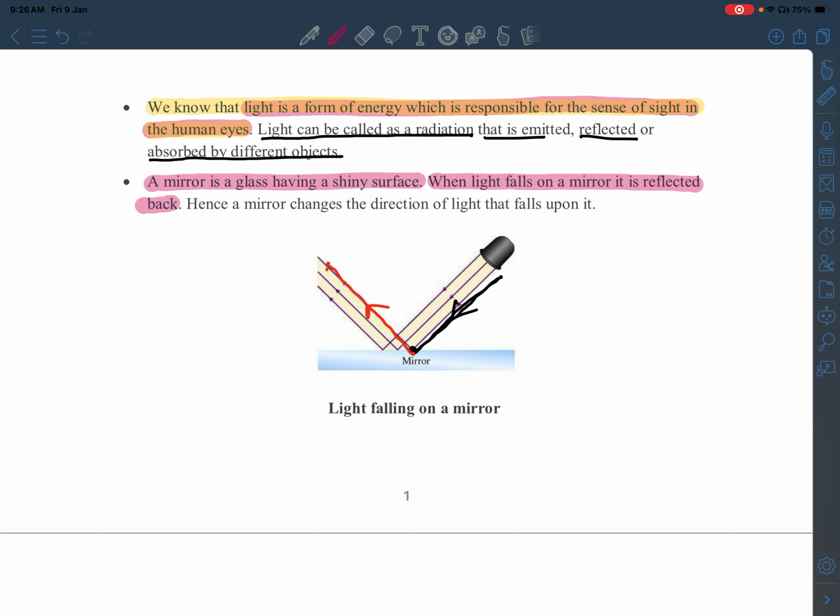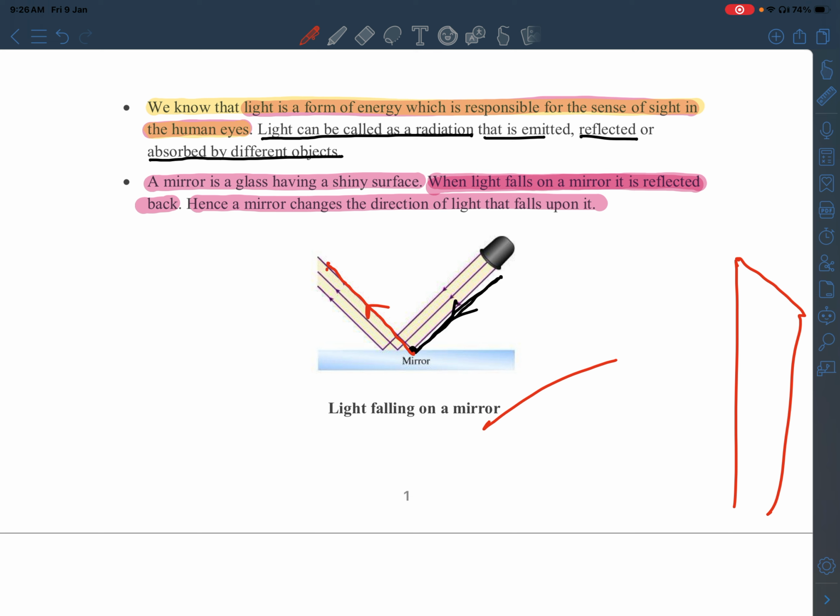So once again, when light falls on a mirror, it is reflected back. It means the mirror changes the direction of light that falls on it. Here you can see through the activity, we can also perform this activity at home. Suppose there is a mirror in our home and we have a torch. We strike this torch light on the mirror and it bounces back.